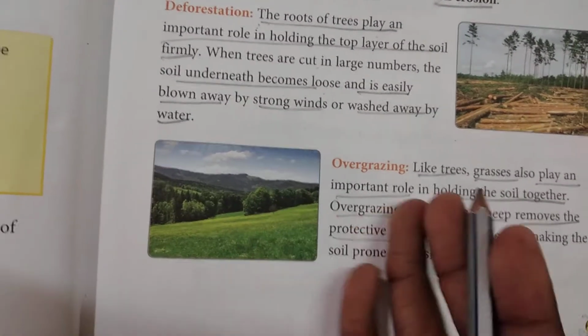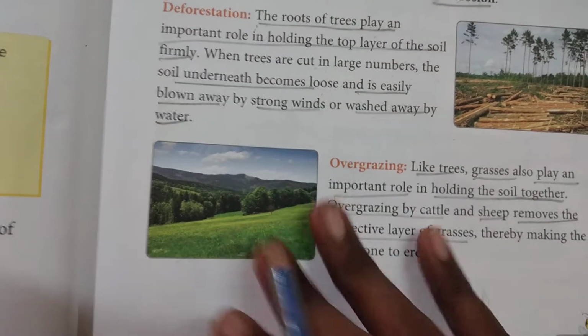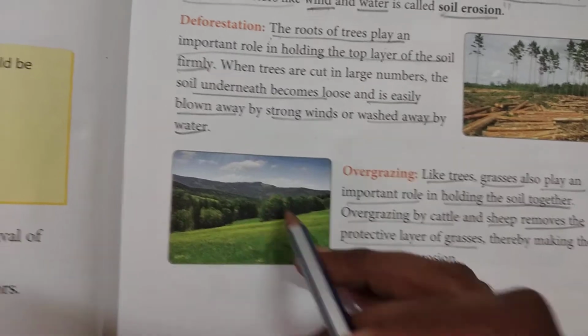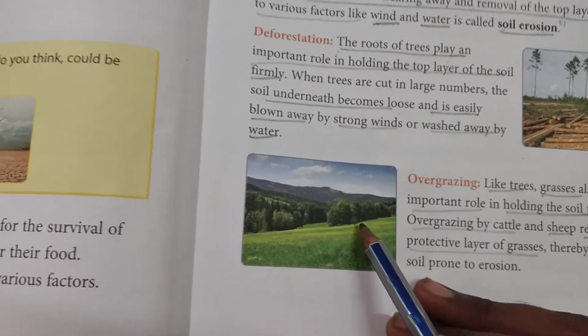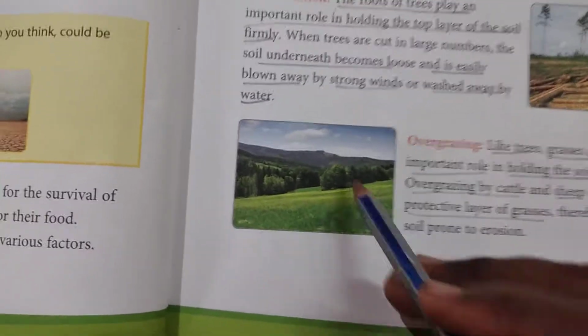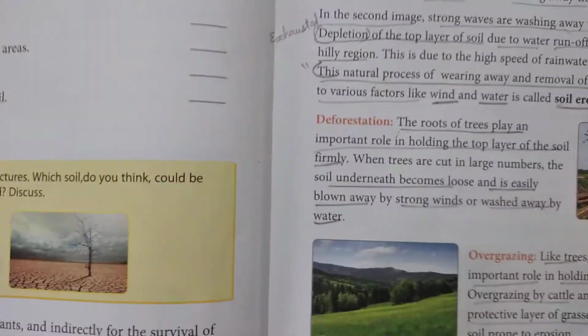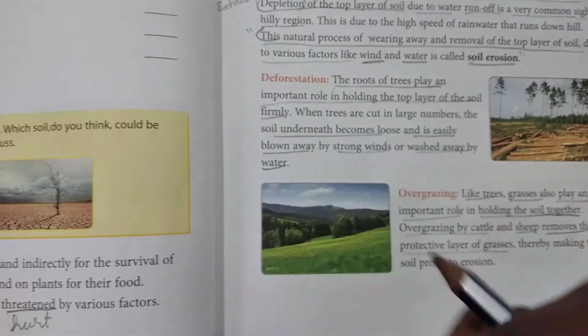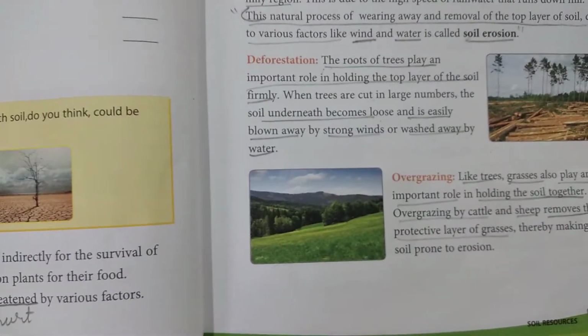Means the soil is not safe, thereby making it prone to erosion. In this way, it gives the chance for soil erosion. So this is what soil erosion means, as we have already explained. Soil erosion means that when the topmost layer of the soil is washed away by wind or water, it is known as soil erosion.